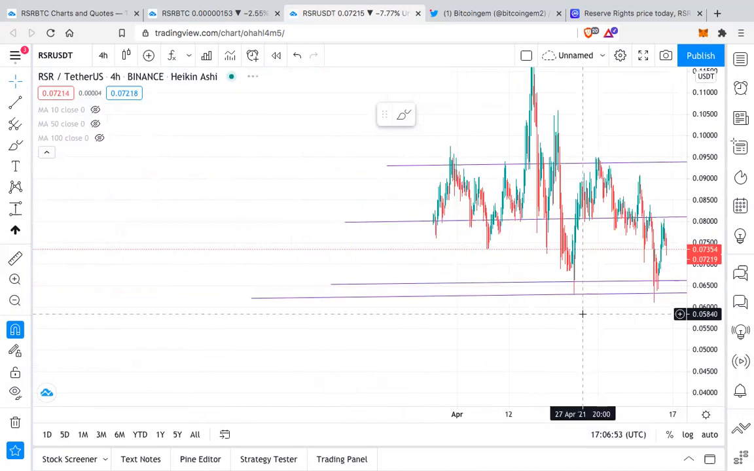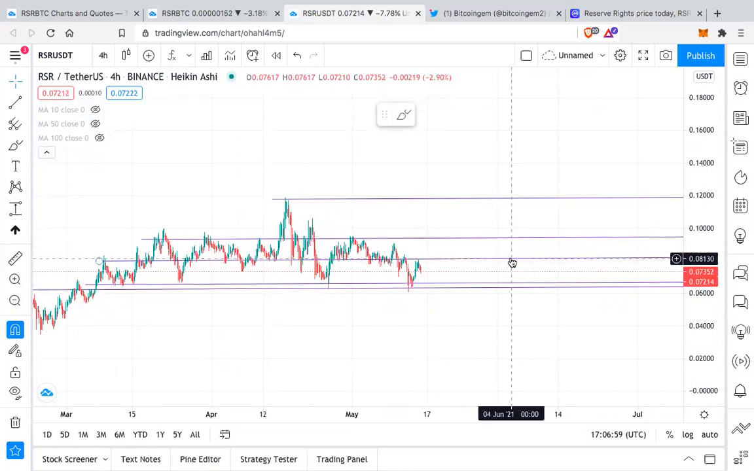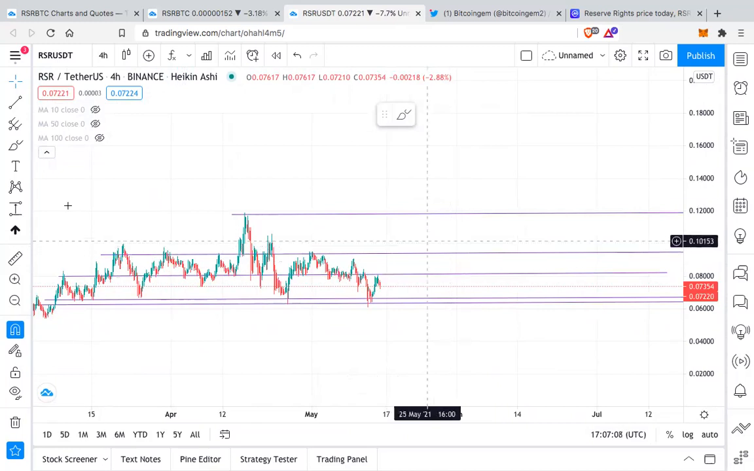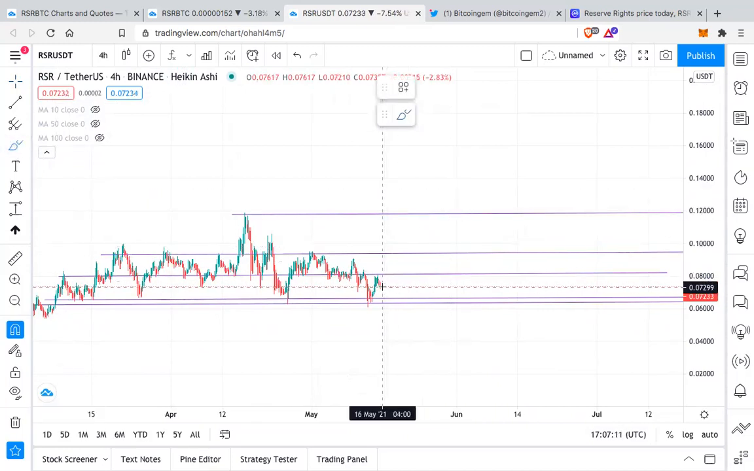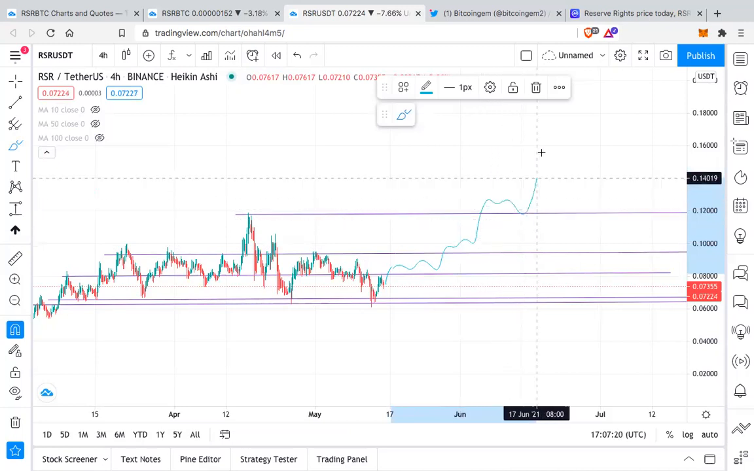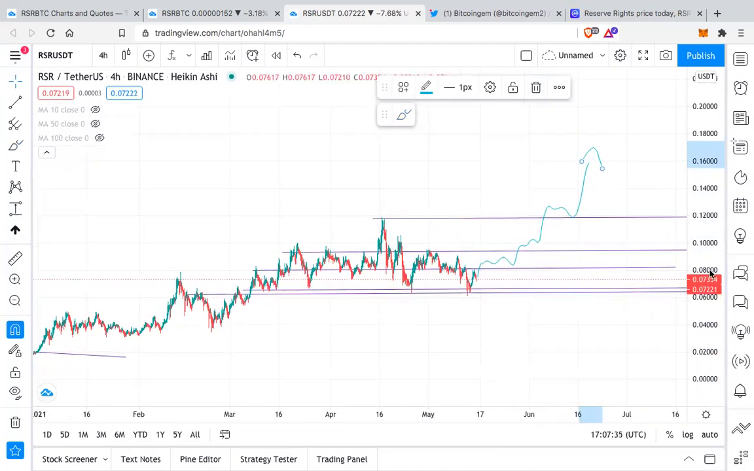So it has to reclaim 0.08, that is 8 cents. Once it reclaims this, then I can see it moving higher. And it looks like it is getting ready. We just need Bitcoin to stabilize, and then this looks like a good chart.